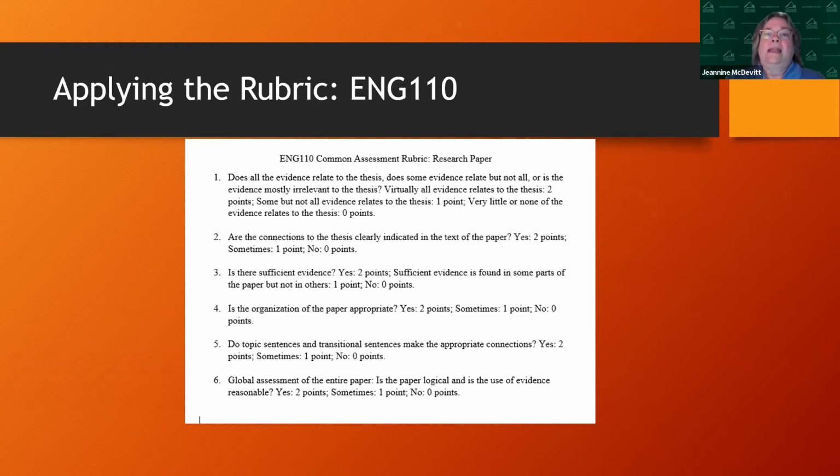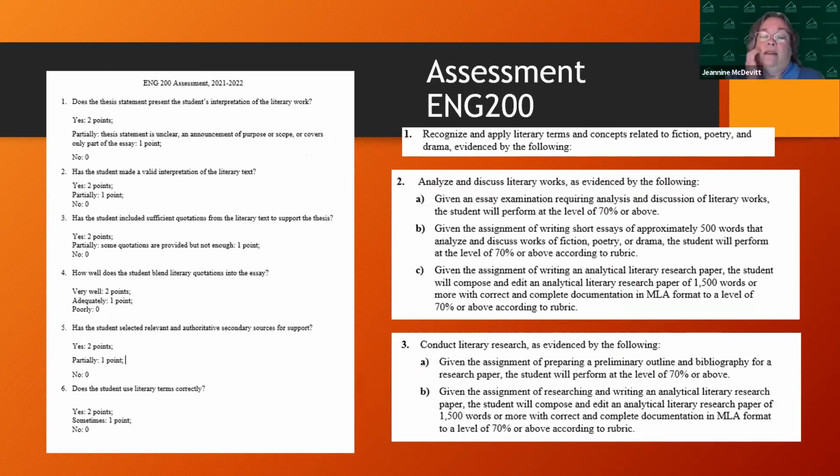All right. Now, here's the assessment for English 200. And over on the right, once again, these are the major outcomes for English 200. You'll find these in the course syllabus that we send to you.